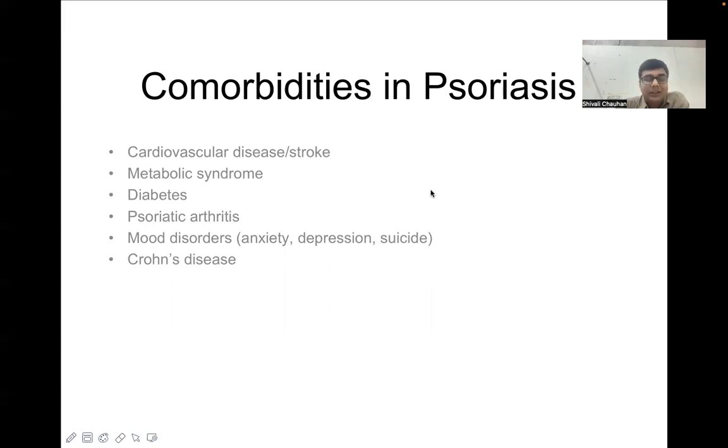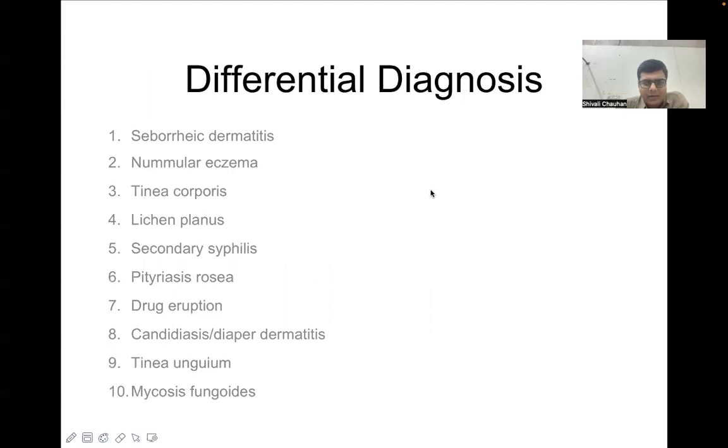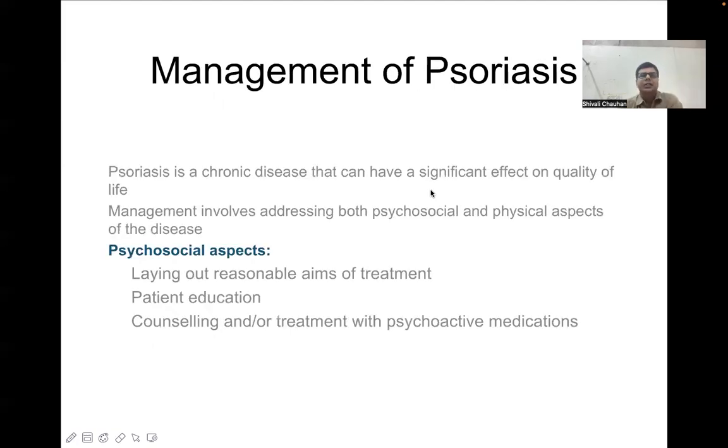What are the comorbidities associated with psoriasis? Psoriasis is commonly associated with metabolic syndrome, and the metabolic syndrome constitutes cardiovascular diseases, diabetes, psoriatic arthritis, mood disorders, anxiety, depression, suicide, Crohn's disease. What are the differential diagnoses? Seborrheic dermatitis, nummular eczema, tinea corporis, lichen planus, secondary syphilis, pityriasis rosea, drug eruptions, tinea unguium, and mycosis fungoides. These are all differential diagnoses of psoriasis.